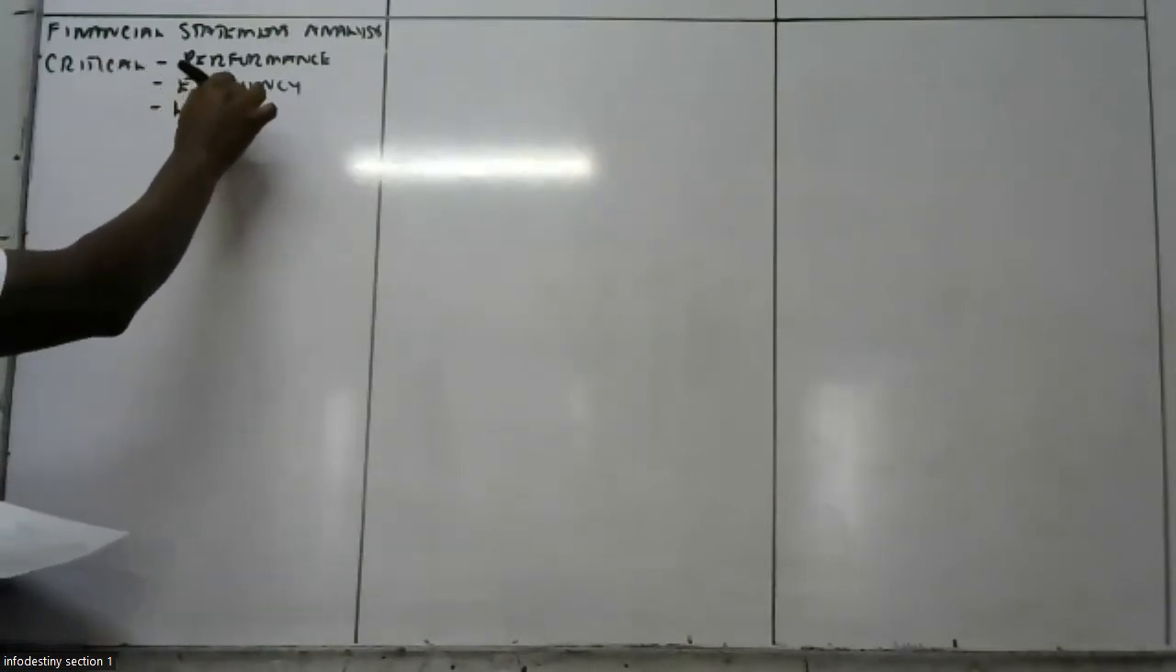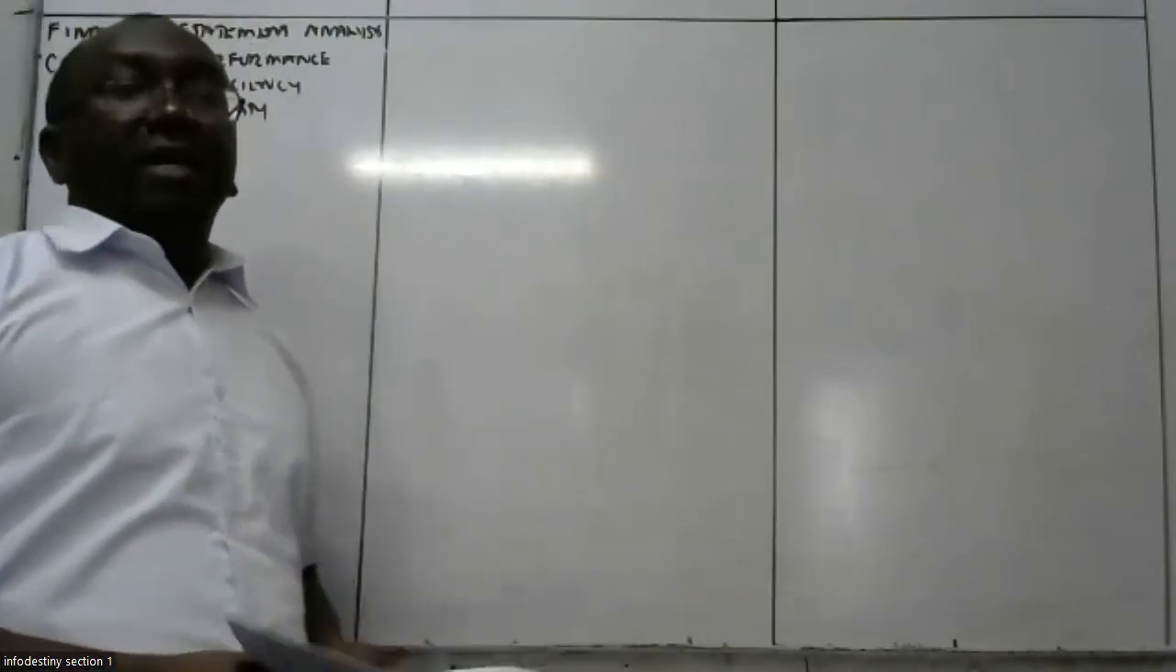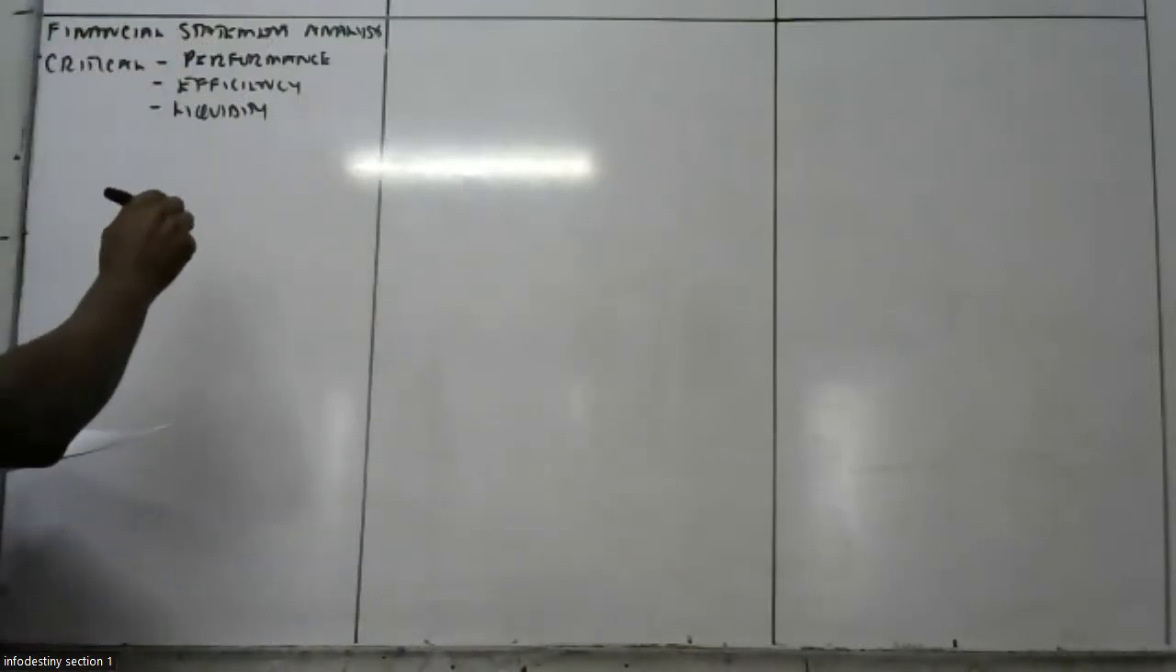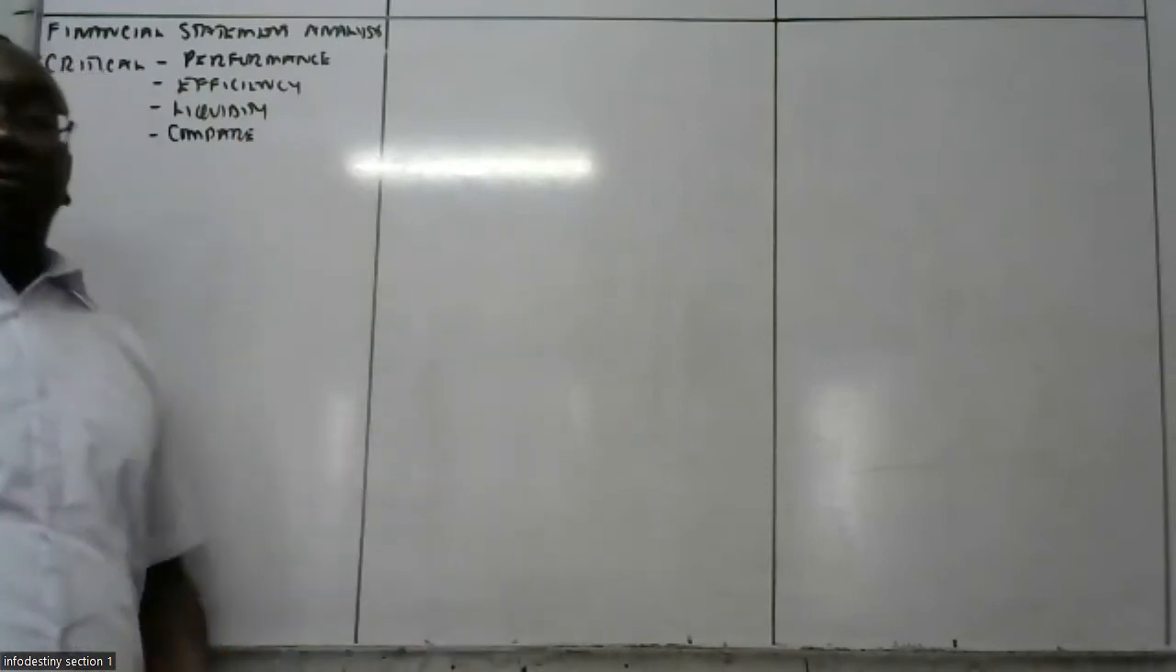The other thing that we want to see is called liquidity. We want to judge liquidity of the company. That is, how liquid is the company? Can we be able to satisfy debts as and when they arise? And the last objective is when we want to compare ourselves with others in the sector. Are we doing well or are we doing poorly?